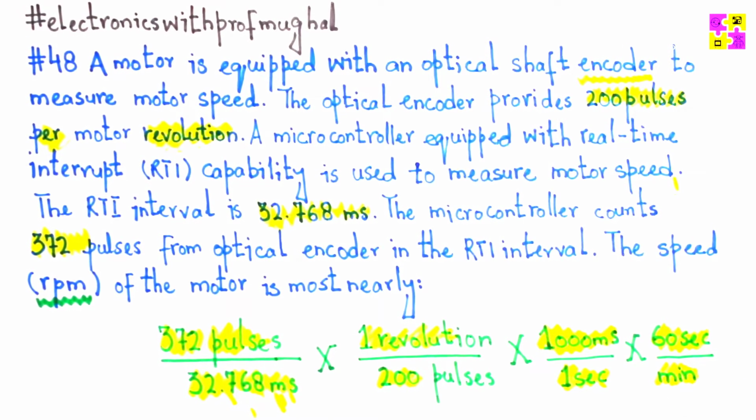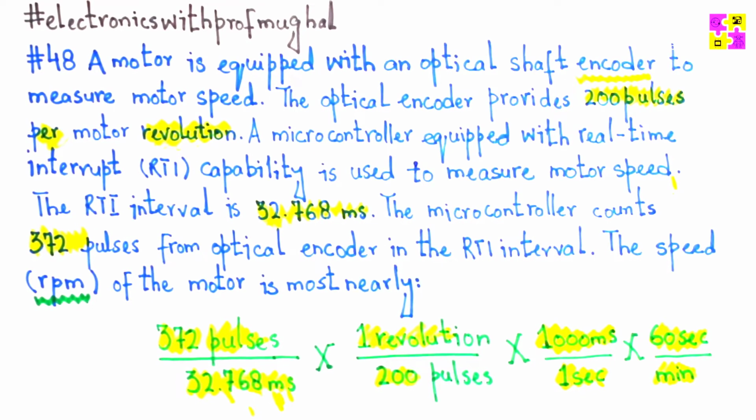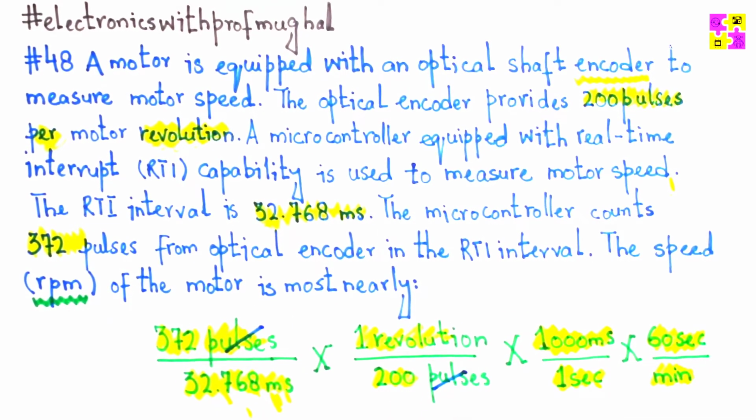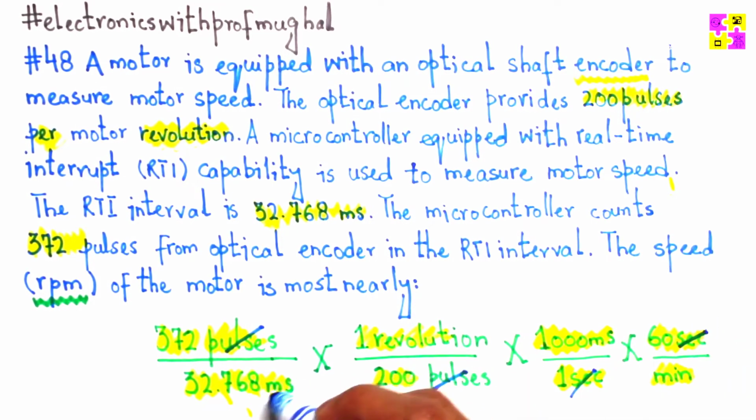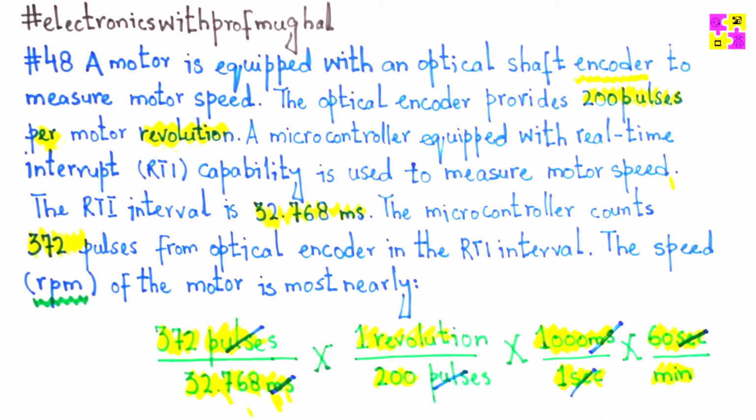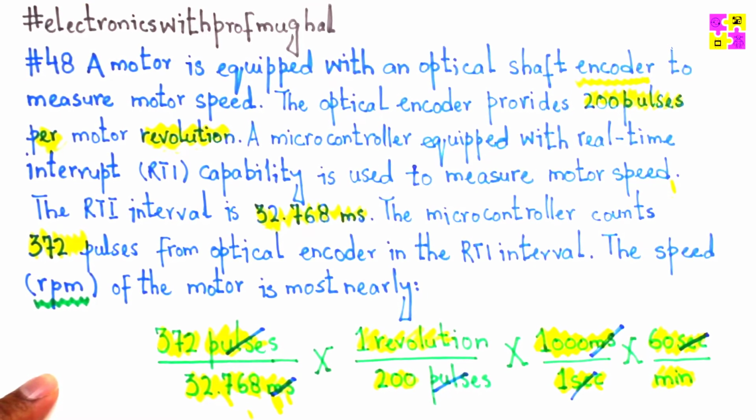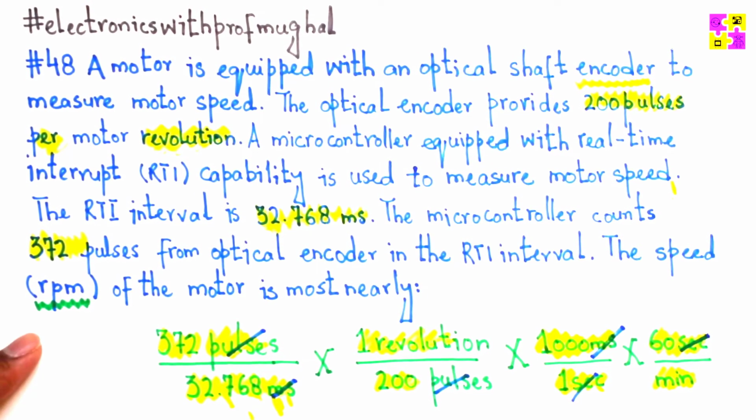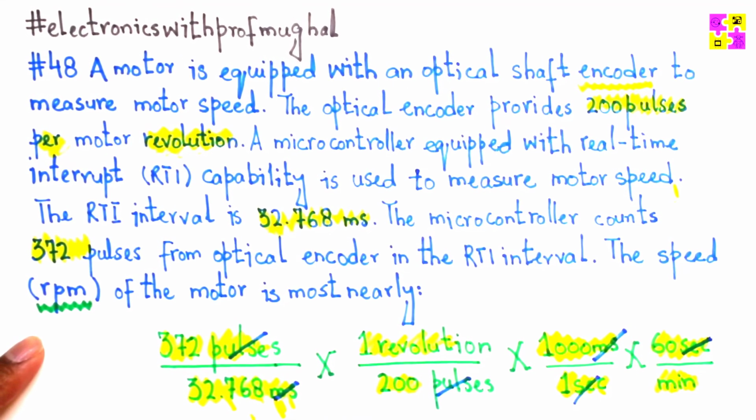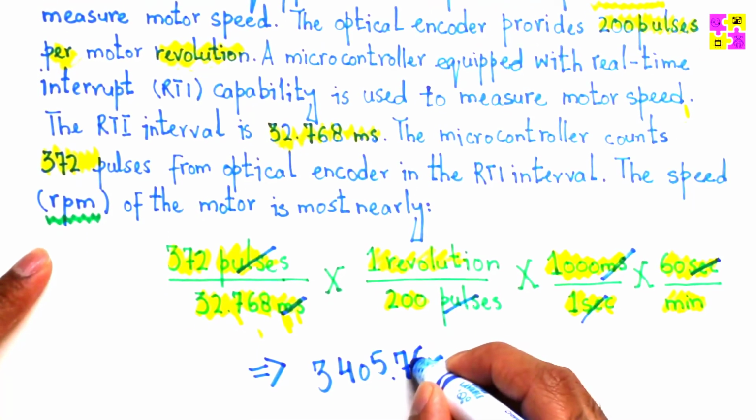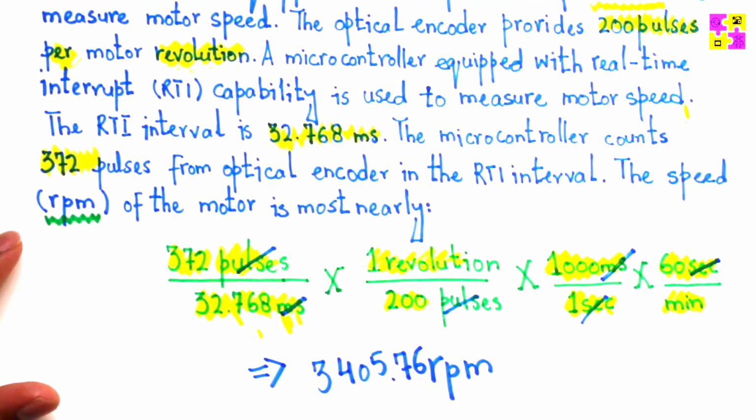And if I now do the math, pulses and pulses will cancel out. Seconds and seconds will cancel out. Milliseconds and milliseconds will cancel out. Now what I get is simply going to be in RPM, and the magnitude is 3405.76 rotations per minute.